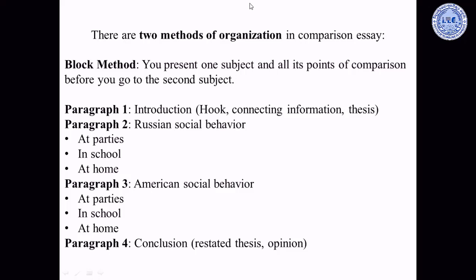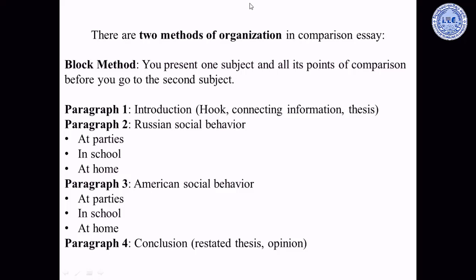Paragraph 4 is the concluding paragraph. It has a restated thesis, and we can add opinions about the body paragraphs, such as Russian social behavior and American social behavior. So we can give our opinion in the concluding paragraph.